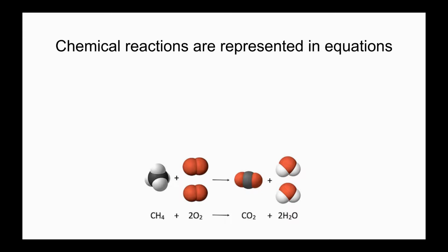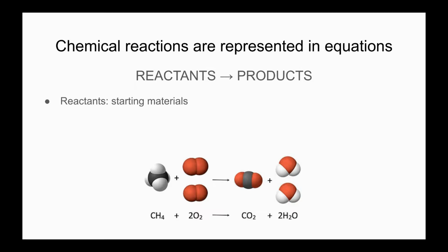Now, chemical reactions are represented in equations. We call these chemical equations. The way that we write these is reactants, then an arrow, and then products, where reactants are your starting materials, the things that are reacting together, and the products are your resulting materials, what you get out of that chemical reaction.